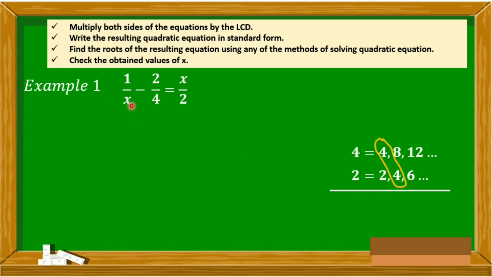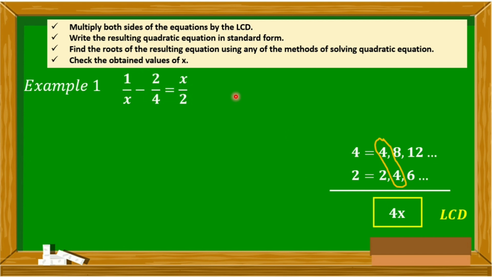So, 4 ang isa sa mga LCD natin. And since yung x, wala naman siyang kaparehong variable dito, kaya kasama na rin natin yan sa magiging LCD natin. So, 4, then yung variable na x. So, yan yung LCD natin para sa example number 1 natin. Sabi dito sa step 1, multiply both sides of the equation by the LCD. So, since meron na tayong LCD na 4x, i-multiply na natin to dito sa equation na ito.